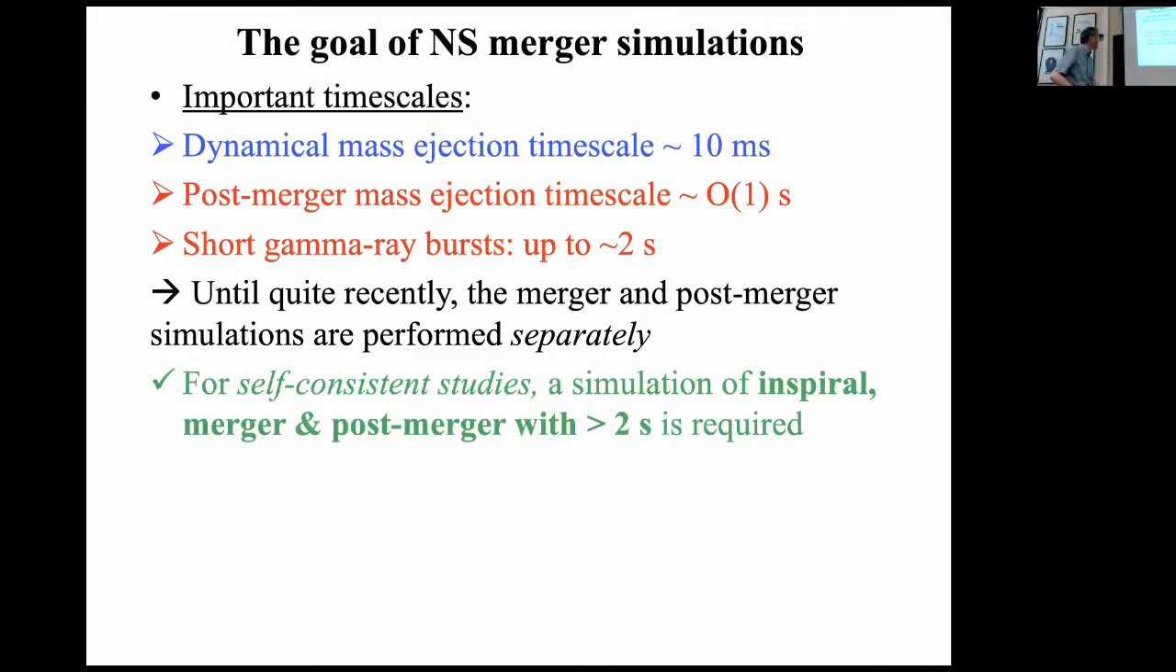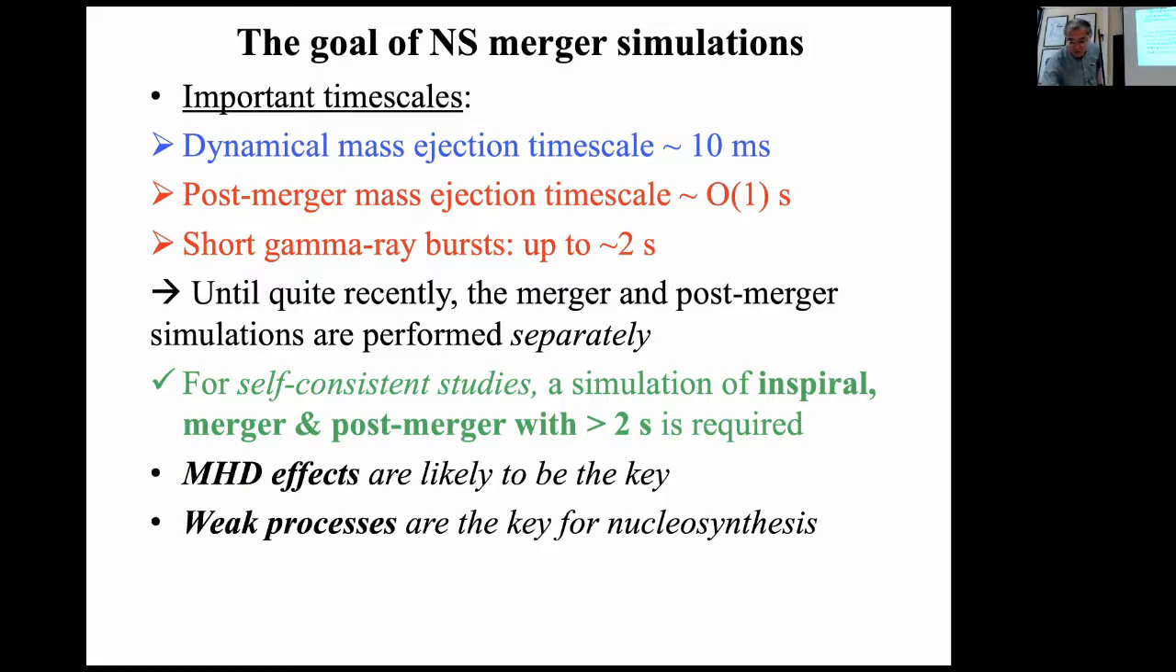What I mean is that for a consistent study, a simulation from inspiral to post-merger of more than 2 seconds is required. This is a milestone goal for the community of numerical relativity. But now, it's possible to do. Also we have to take into account the complicated physics.